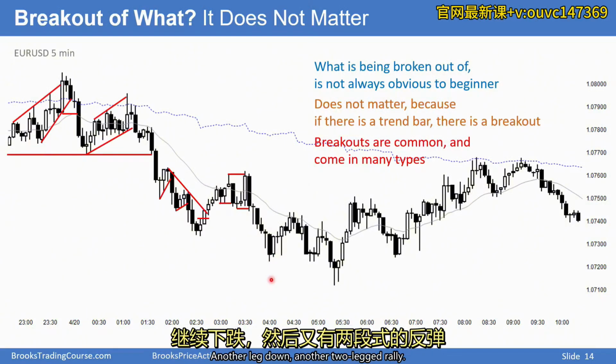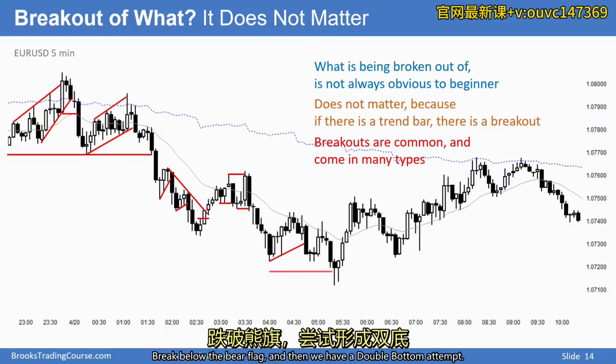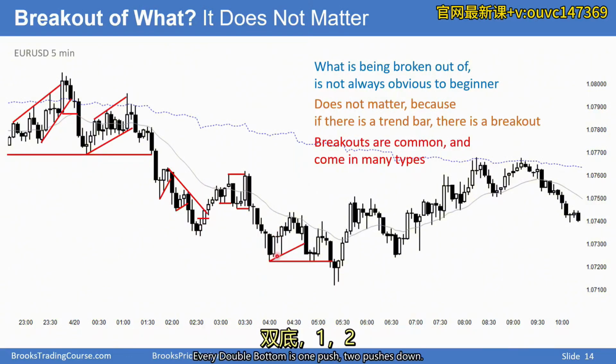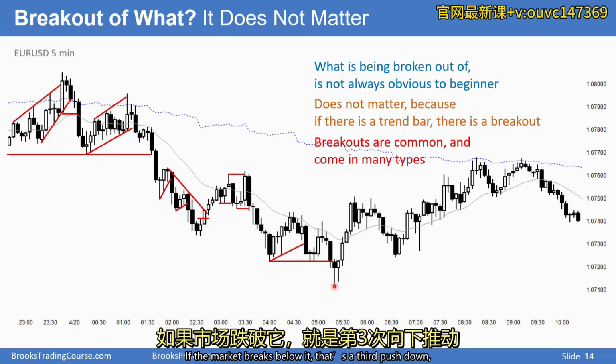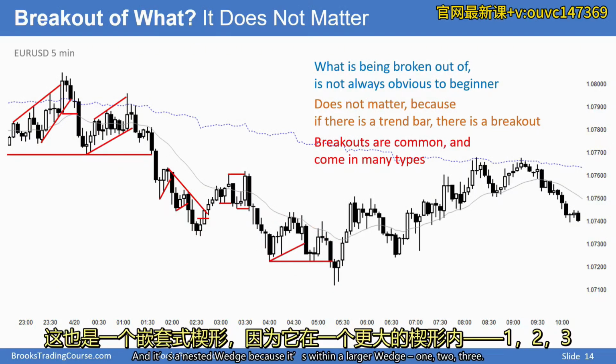Another leg down, another two-legged rally, low 1, low 2, so another bear flag. Break below the bear flag. And then we have a double bottom attempt. We got a bear breakout, so that's a wedge. 3 pushes down. Every double bottom is 1 push, 2 pushes down. If the market breaks below it, that's a third push down. So even though it does not look like a wedge, it's a wedge. And it's a nested wedge because it's within a larger wedge.